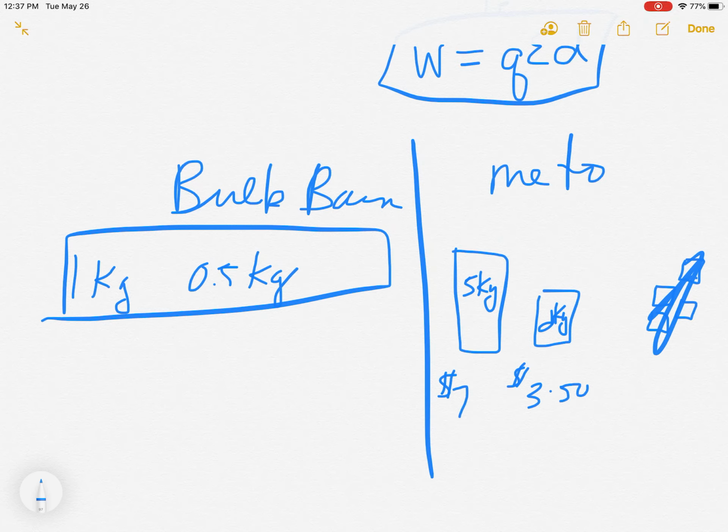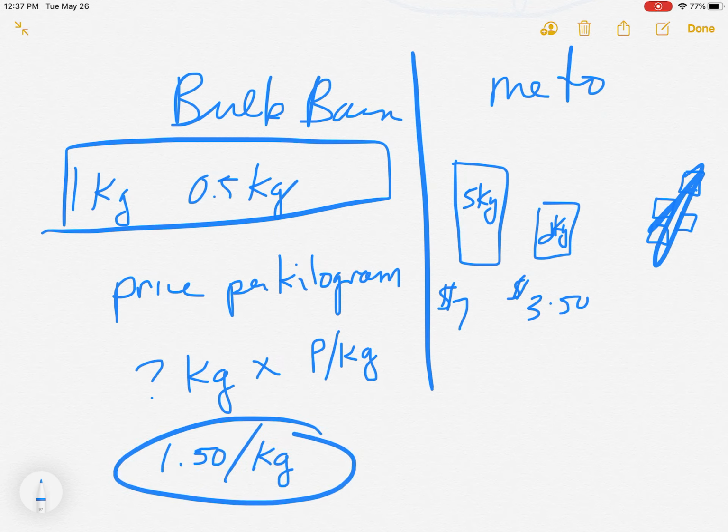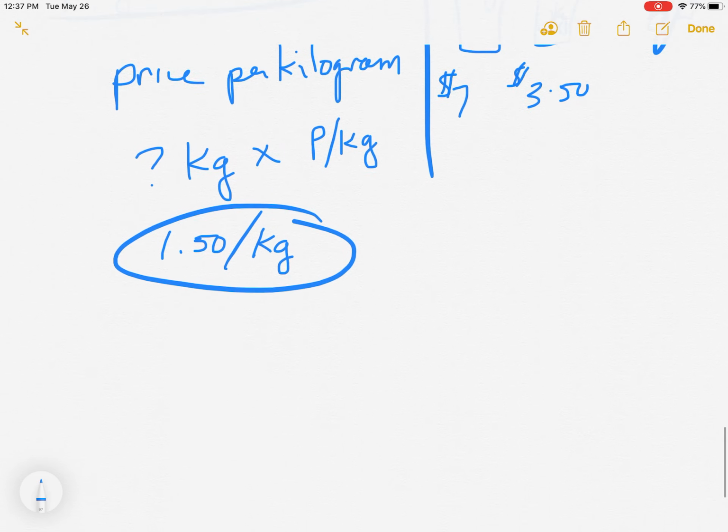So how do you know what the price is? You can't say it's $7 or $3.50. The only thing you can do is give people the price per kilogram. Which means you pick whatever number of kilograms you want, you apply this price per kilogram, and that'll tell you how much you owe. So they will say it's $1.50 per kilogram. And that's more useful at the Bulk Barn because then you just weigh it out, right? And away you go, multiply by 1.50.